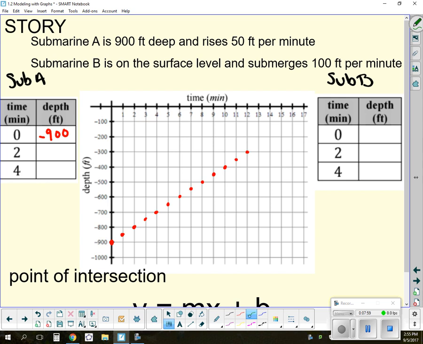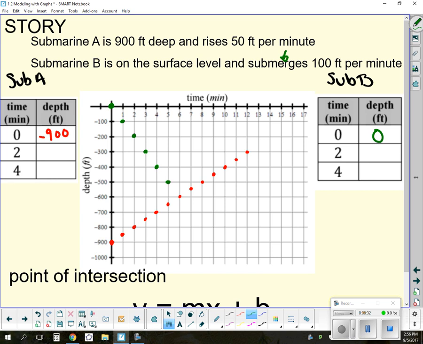Submarine B is on the surface level. So if submarine B is on the surface, his initial position at time 0 would be 0. And then he's submerging, he's going down 100 feet per minute. So he's going down 100 feet by the next minute. 100 feet the next minute. Down 100 over 1.